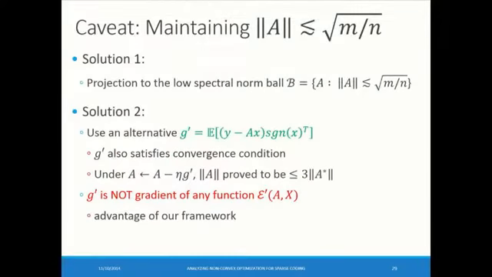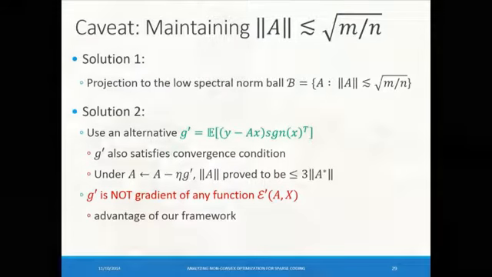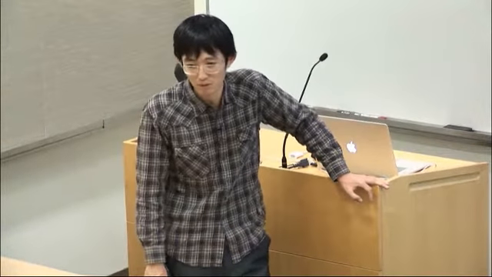The point is, this G prime is really not the gradient of any function. That's the benefit of our framework. We don't depend on the fact that G is close to the gradient of some true function. Our framework doesn't involve the gradient or the convexity. Why is it better than the original one? In practice, it's not better than the original one. It's almost the same, but for analysis, it's slightly better and easier, because the gradient is not as accurate.